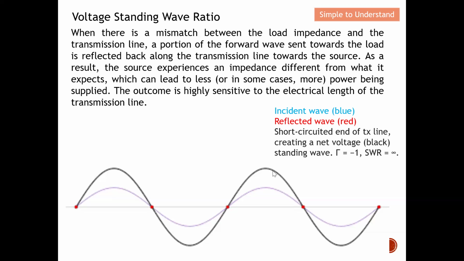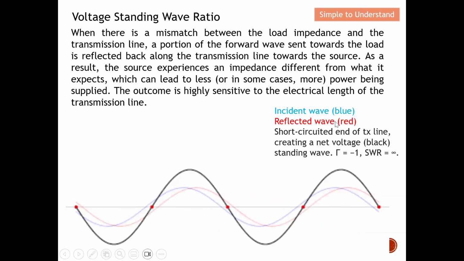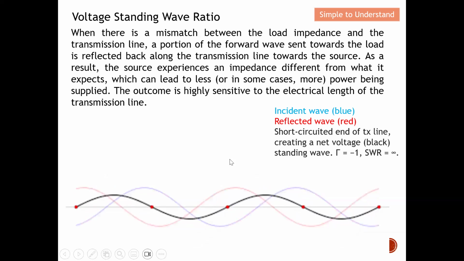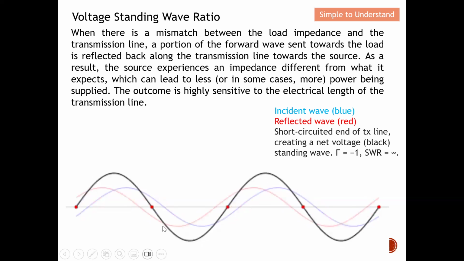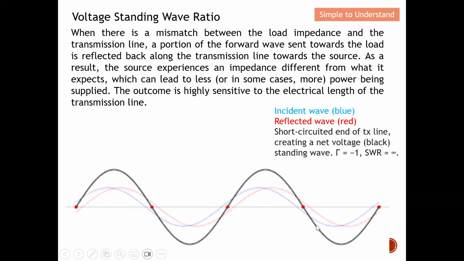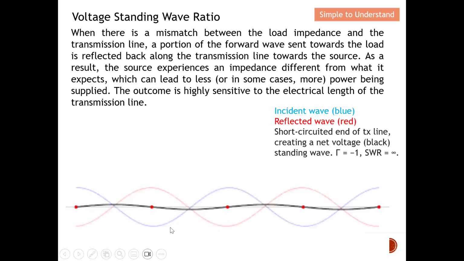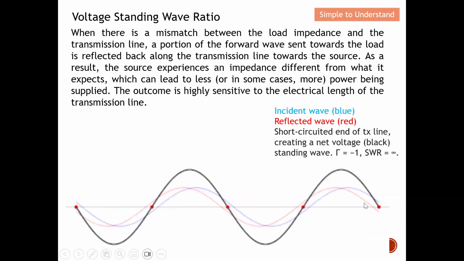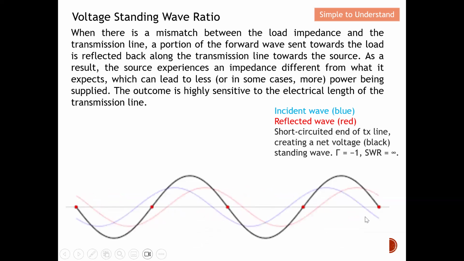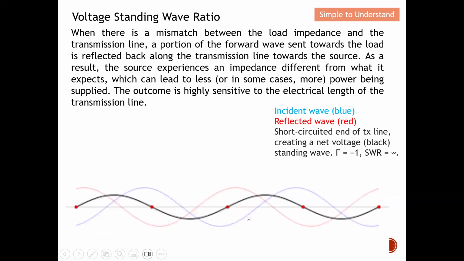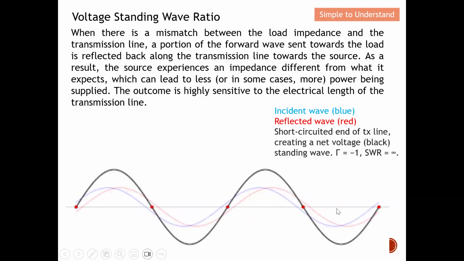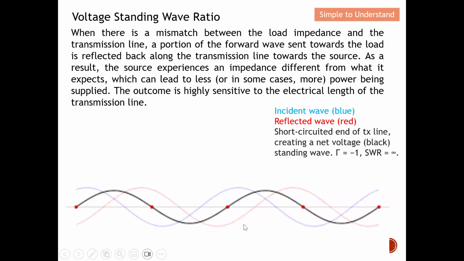The blue wave is the incident wave. As you can see here, the blue wave is the incident wave. The red wave is the reflected wave. If you look at the blue wave, you can see that it moves towards the right. As for the reflected wave, the red one, you can see that it moves to the left. So basically the incident wave is the blue, and the reflected wave is the red.